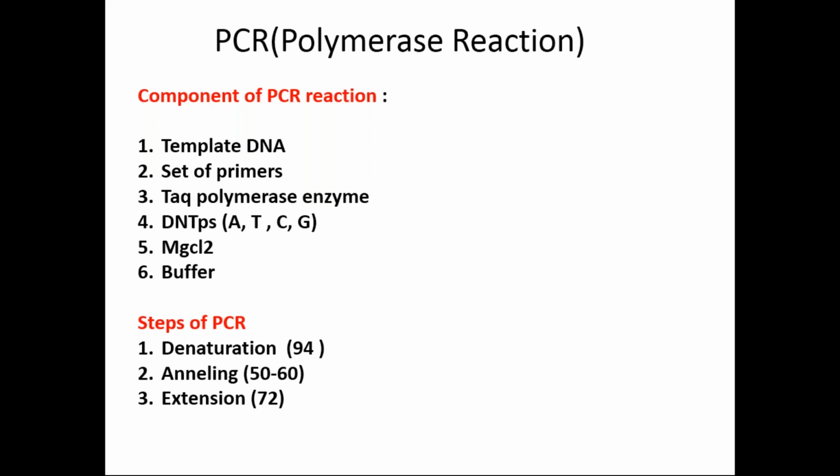This PCR reaction is carried out in 3 steps: denaturation, annealing and extension. In denaturation, we heat the PCR master mix at 94 degrees Celsius and convert all the double stranded DNA into single stranded DNA. After that, when the temperature is reduced to 50 to 60 degrees Celsius, in this range your primer is able to bind, and that process is known as annealing. The primer binds to the specific region of genomic DNA which is complementary to the primer.